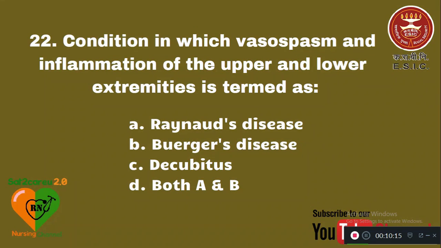Question number 22. The condition in which vasospasm and inflammation of the upper and lower extremities is termed as A, Raynaud's disease, B, Berger's disease, C, decubitus, and D is both A and B. The right answer is: vasospasm and inflammation of upper and lower extremities is present in both conditions, Raynaud's disease and Berger's disease.